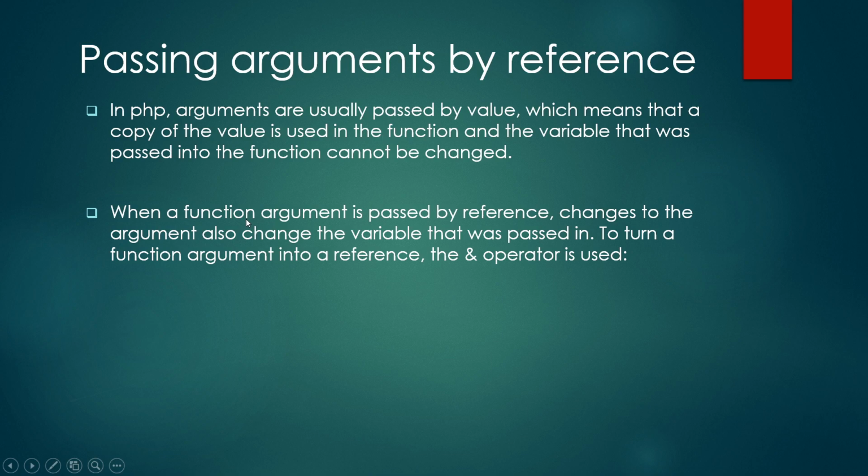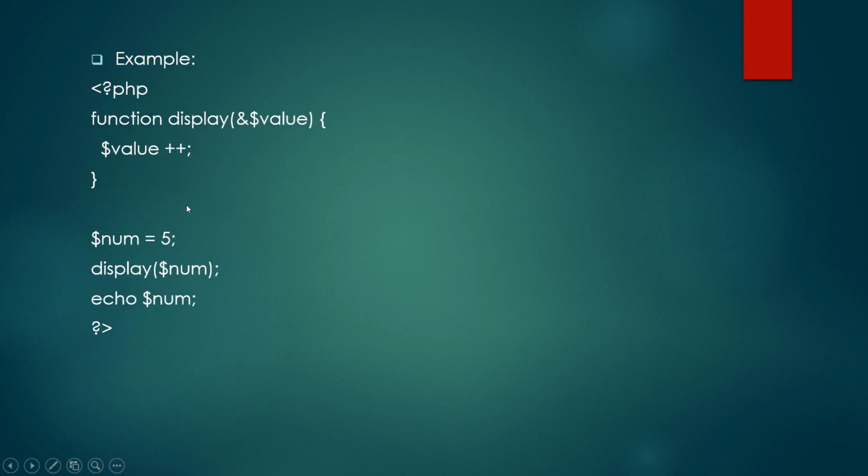When a function argument is passed by reference, changes to the argument also change the variable that was passed in. To turn a function argument into a reference, the ampersand operator is used. So in this case, we will be using this ampersand operator. So let's see the example.